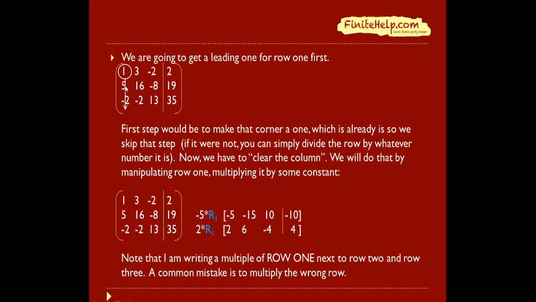So now we have to clear the column, because for this 1 to be a leading 1, it has to be in a column full of zeros. So we're going to make this 5 and this negative 2 become a 0.